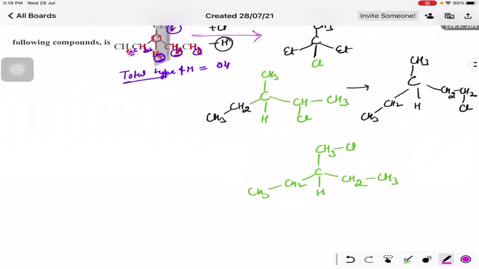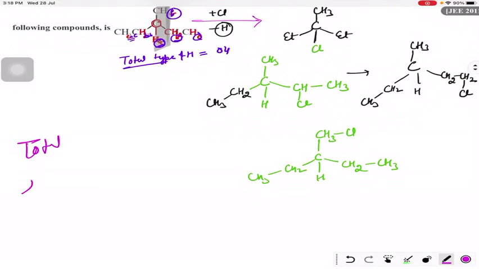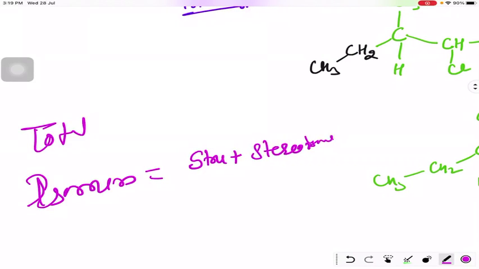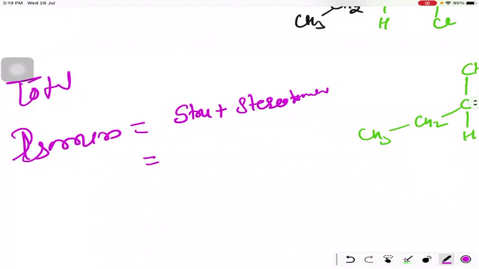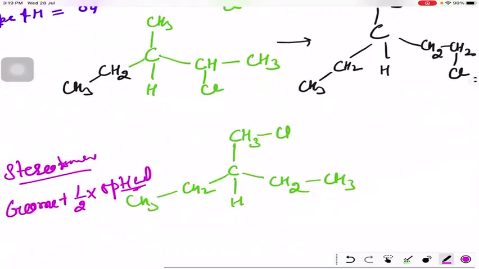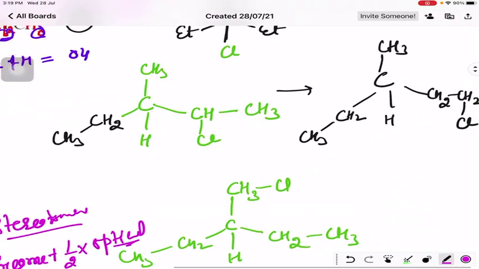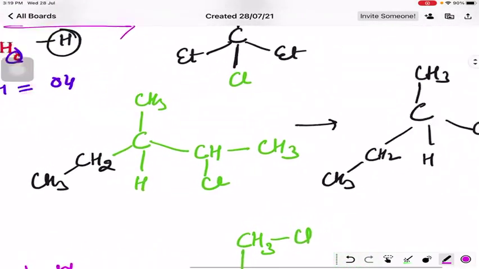So total number of isomers will be equal to total number of structural isomers plus total number of stereoisomers. Now, structural isomers we are getting 4, plus stereoisomers, which will be geometrical isomers plus half of optical isomers. This is the formula you have to use. Geometrical isomers can be cis-trans, or this can be RS, such type of isomers you can have. So for optical isomers, just check the chiral center here.